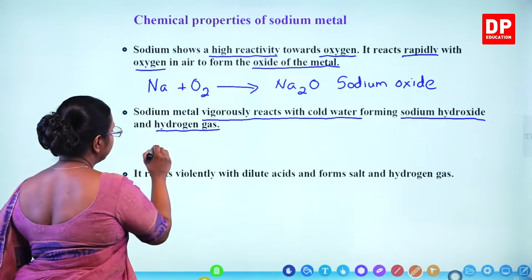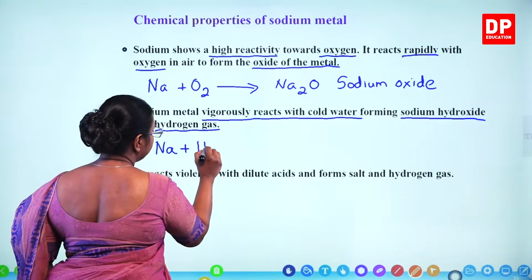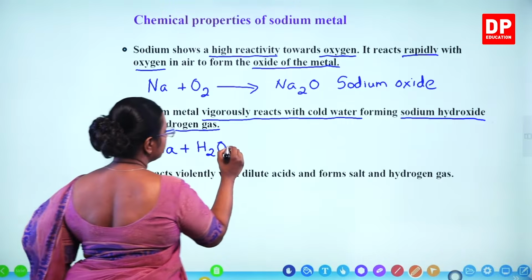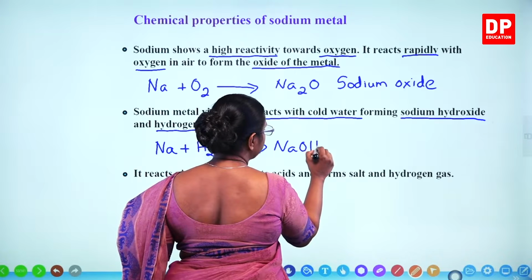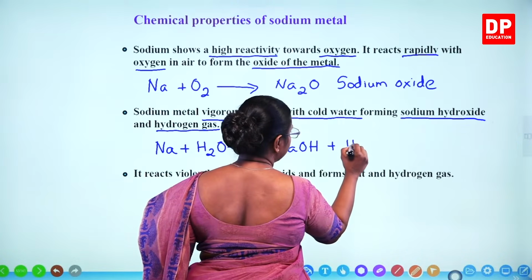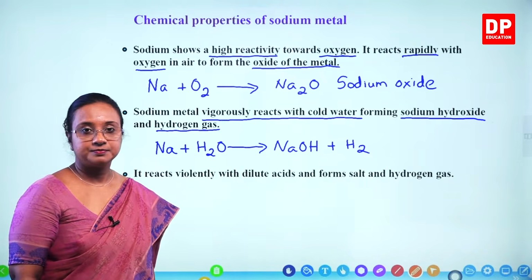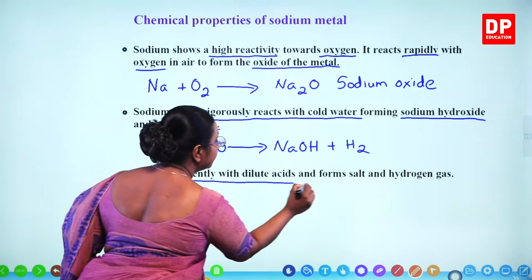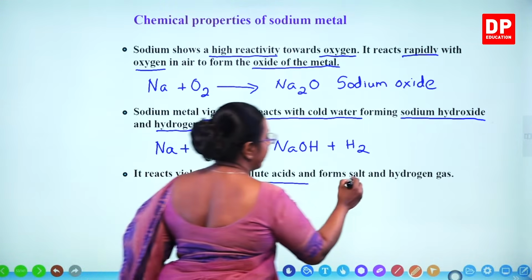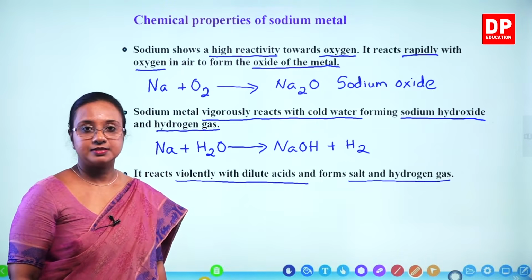So, for that we can write the equation as sodium metal reacting with water H2O forming NaOH, that is sodium hydroxide, evolving H2 gas. It reacts violently with dilute acids and forms salt and hydrogen gas.